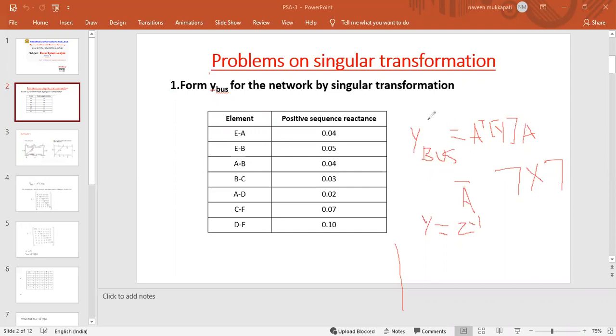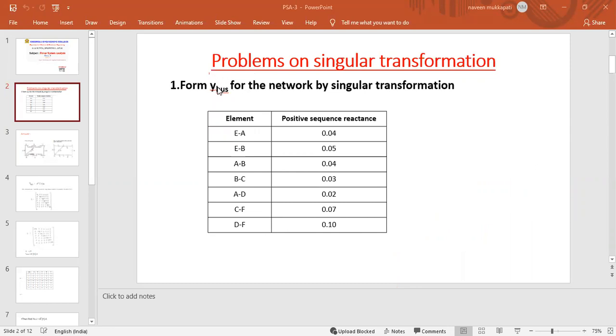Okay, then we obtain the Y bus matrix. This is the overall procedure for the formation of the Y bus matrix in the case of the singular transformation method. What is the formula for that Y bus?